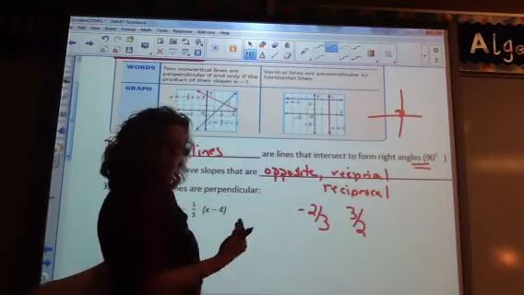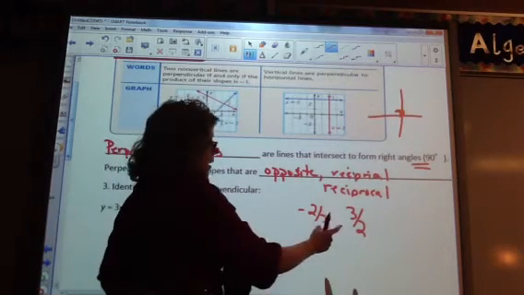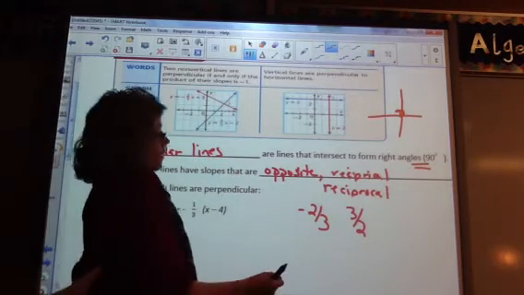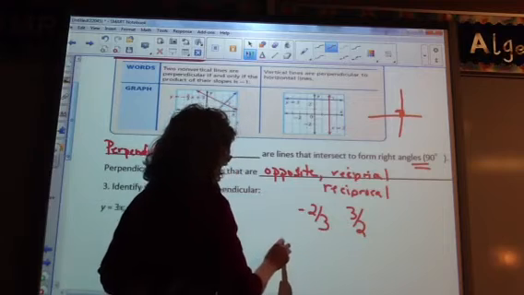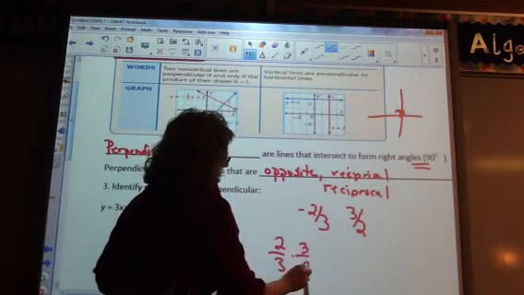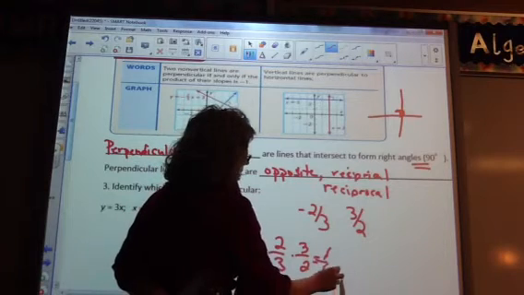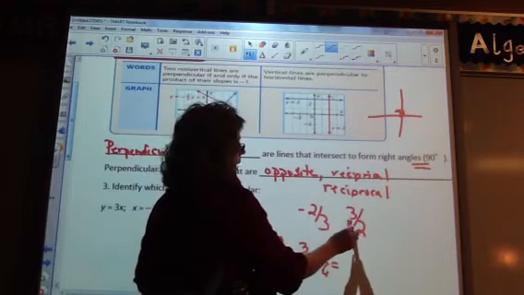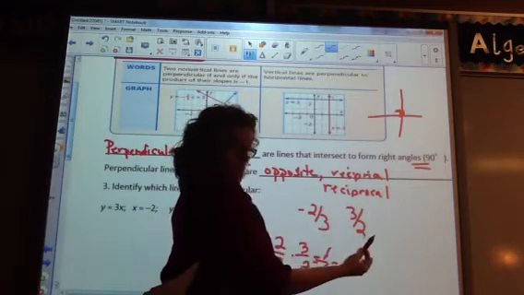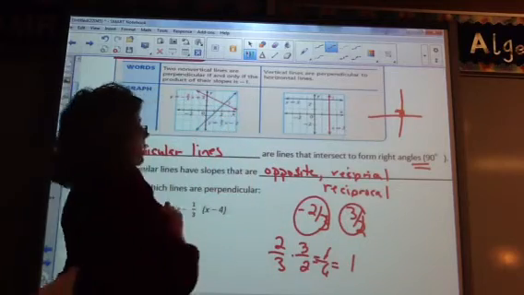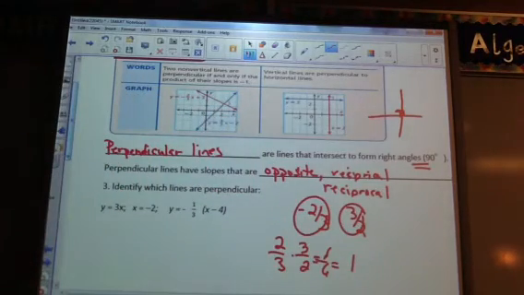Reciprocal is, do y'all know what reciprocal means? It's when you take the product of the two numbers. The product is 1. So if I take the product of this, 2/3 times 3/2, I get 6/6, which is 1. All right? So opposite, positive, reciprocal would be like flipping it. So, yes, these two lines are perpendicular because it's opposite reciprocal.